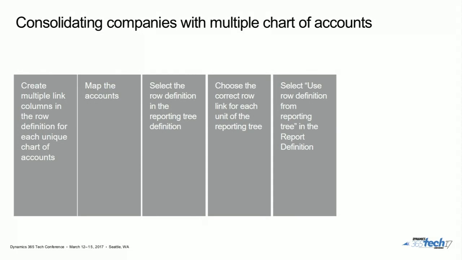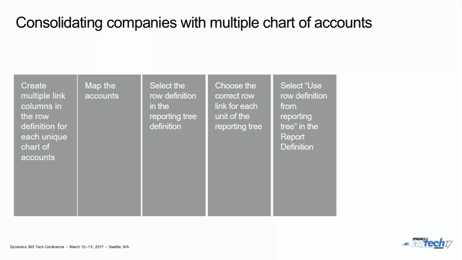All right, we're going to go through like 3 more examples. I know this is a lot, but we're just hopefully building on each concept so you can learn. The next thing I want to do is consolidate with multiple chart of accounts. This is really easy to do in financial reporting. In the row definition, I'm going to show you how you can have a separate link for each unique chart of accounts. And it really becomes a mapping exercise similar to with the consolidation account groups.